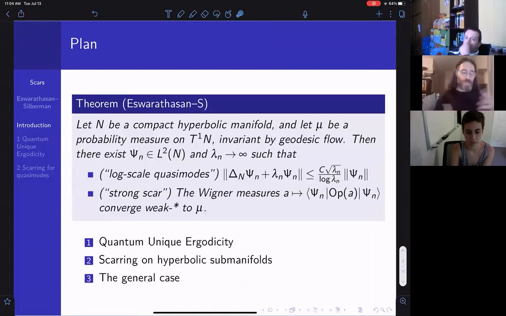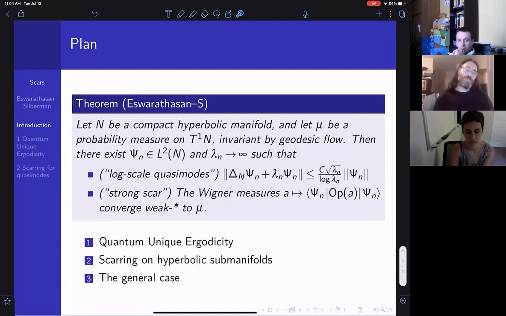So the goal of this talk is to explore approximate eigenfunctions. Let me state the theorem, and then I will discuss the plan of the talk. We're going to specifically take the most symmetric case because it's the easiest case to calculate. So we take a compact hyperbolic manifold of some dimension n. Take a probability measure on the unit tangent bundle invariant under the geodesic flow.